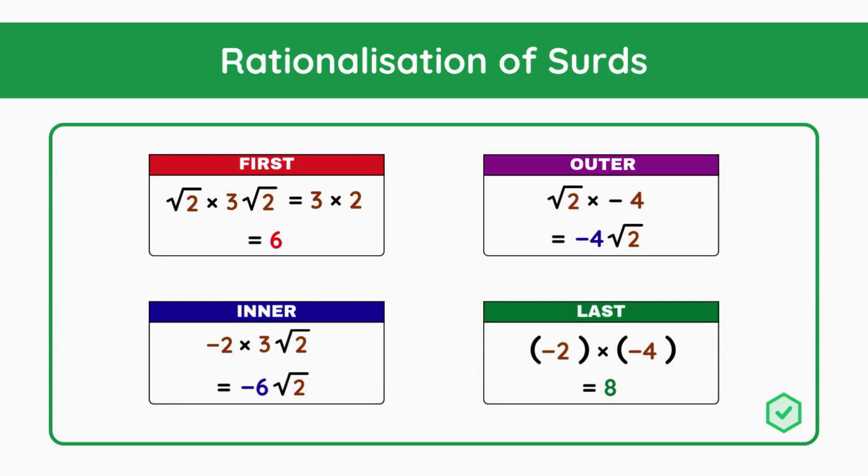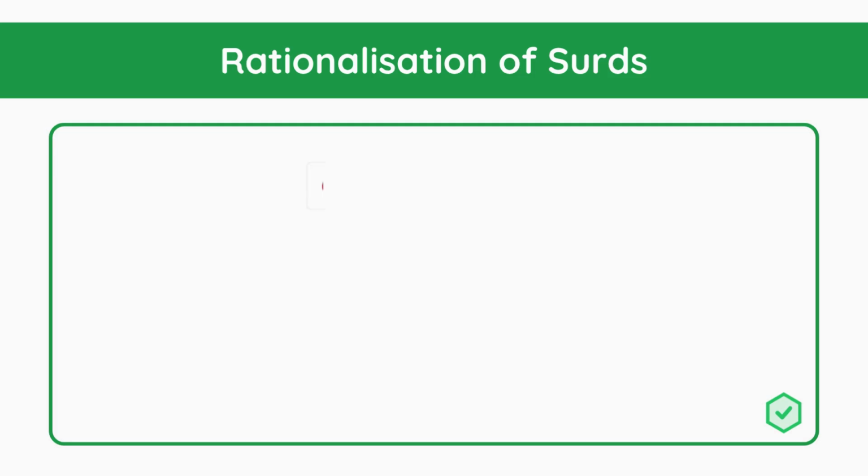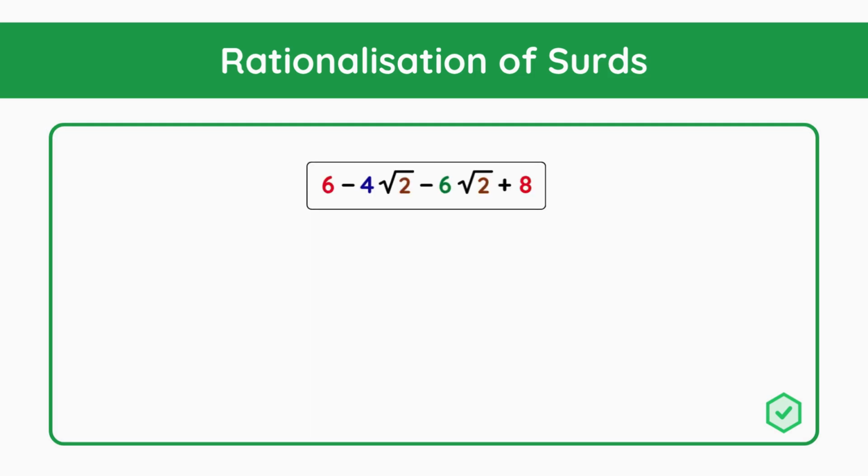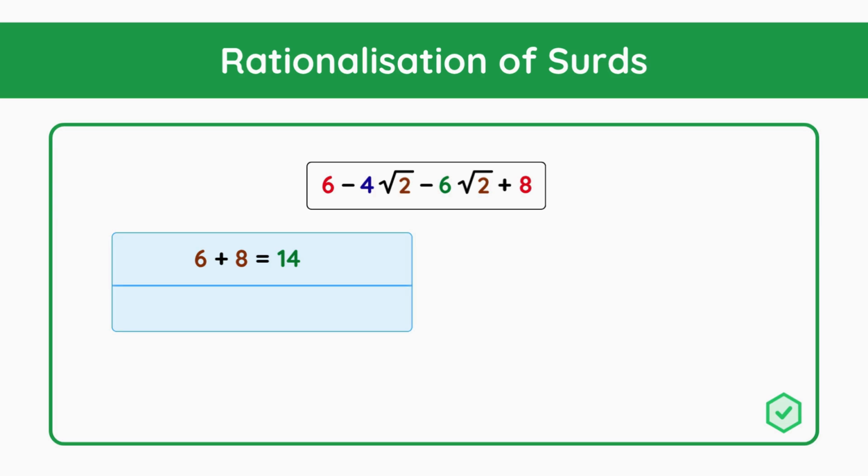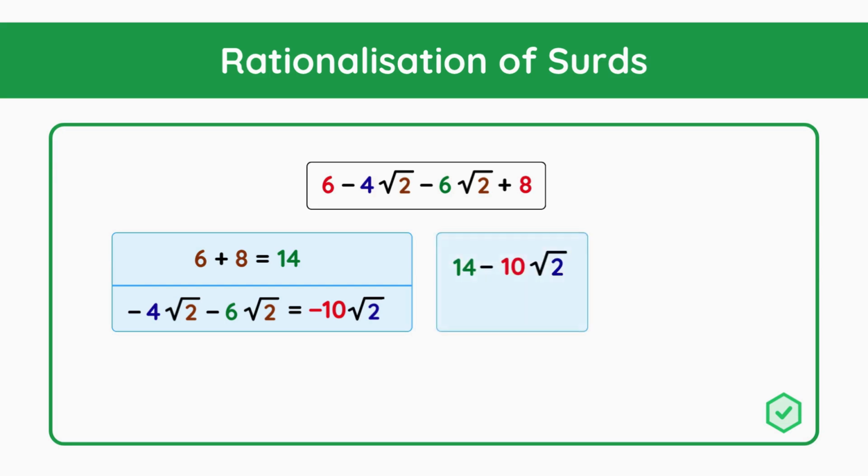Let's write this expanded expression down. 6 minus 4 square root of 2 minus 6 square root of 2 plus 8. Now we collect like terms. First, add the integers. 6 plus 8 is 14. Next, combine the surds. Minus 4 square root of 2 minus 6 square root of 2 is minus 10 square root of 2. This leaves our numerator as 14 minus 10 square root of 2.